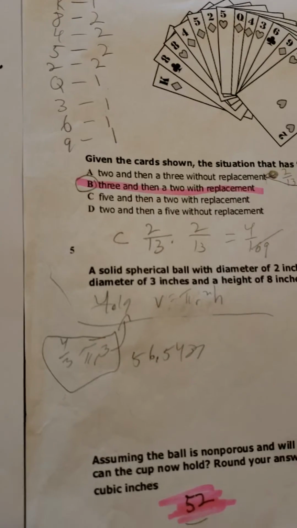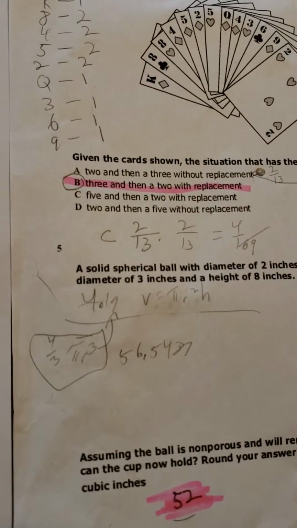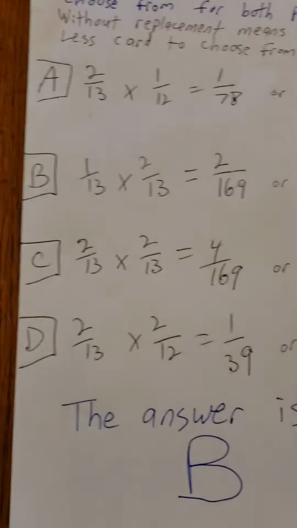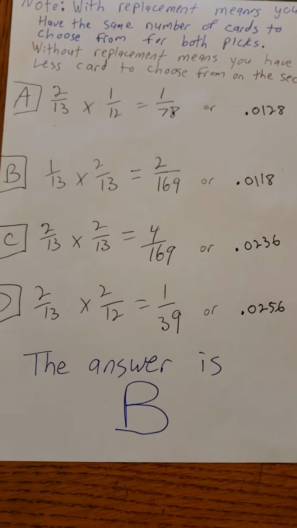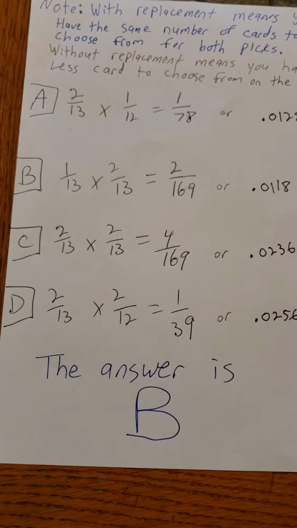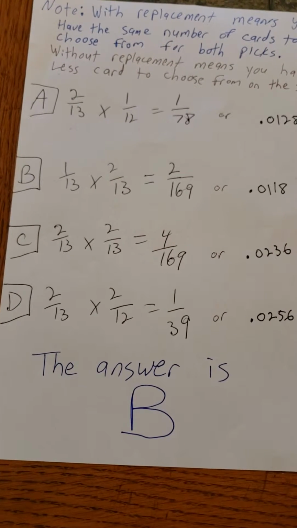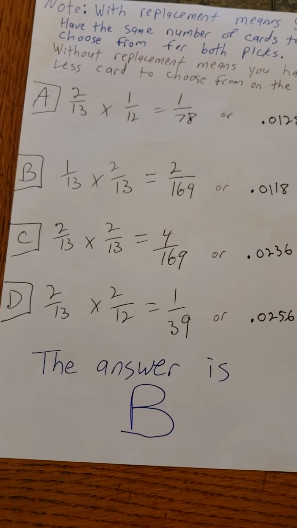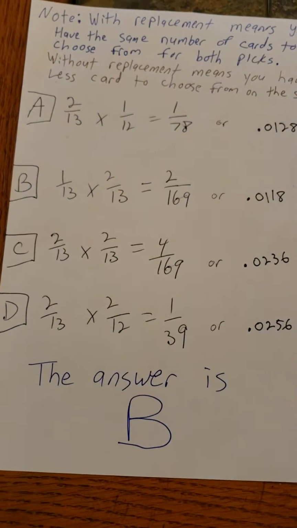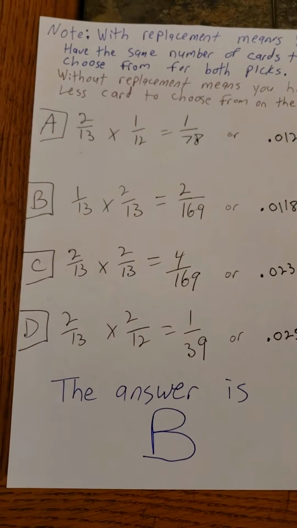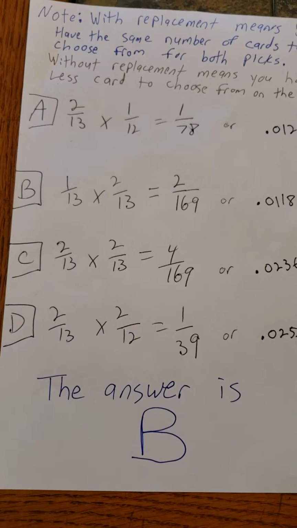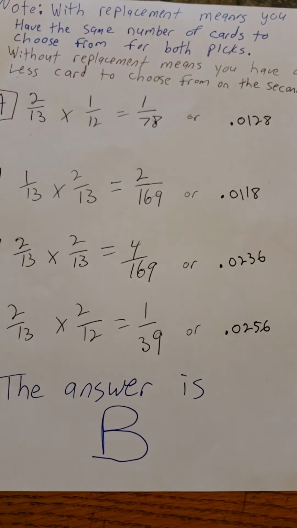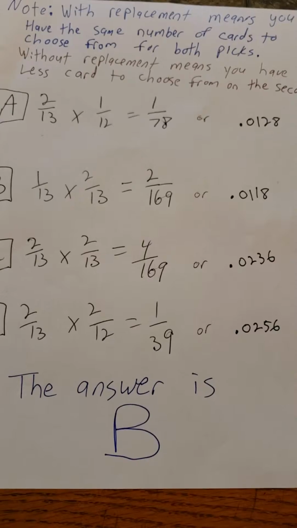C says a 5 and then a 2 with replacement. So there are 2 5s in this deck, so that's going to be 2 over 13. And there are 2 2s in this deck, so that's going to be 2 over 13. Multiply the two fractions together, and it's going to give you 4 over 169, or 0.0236.